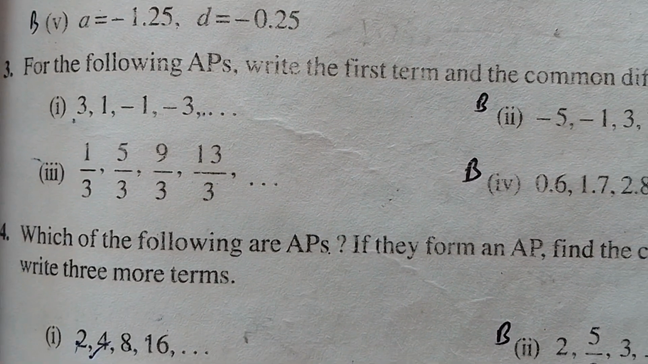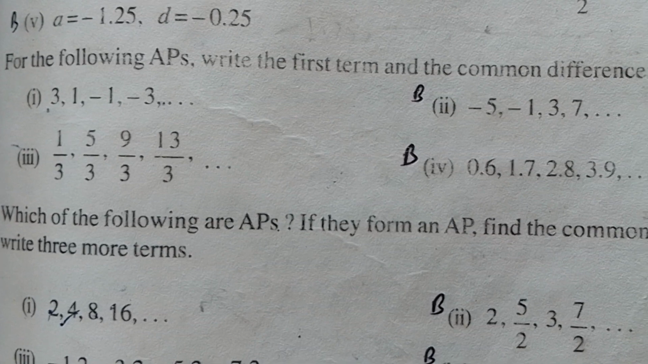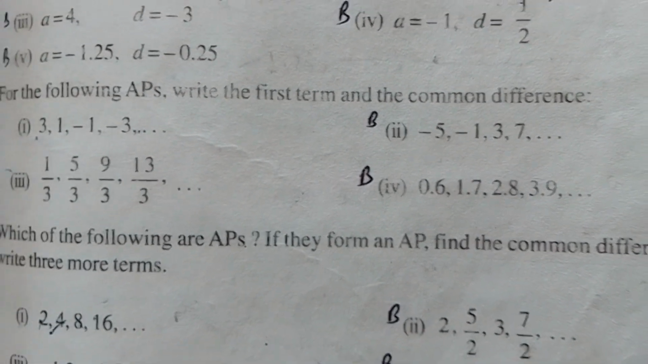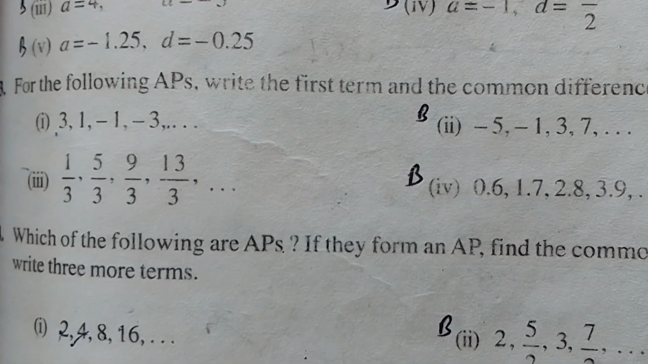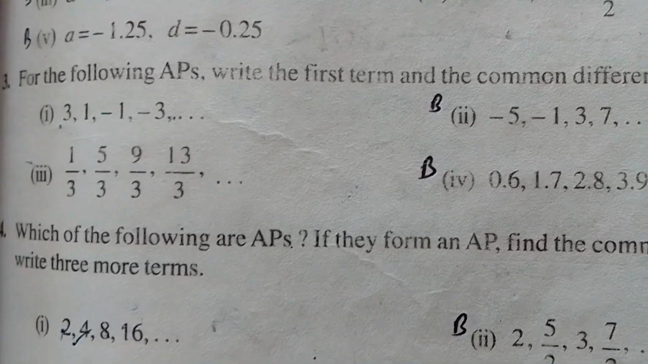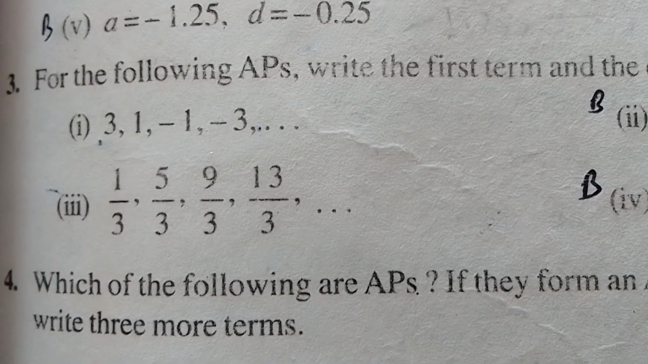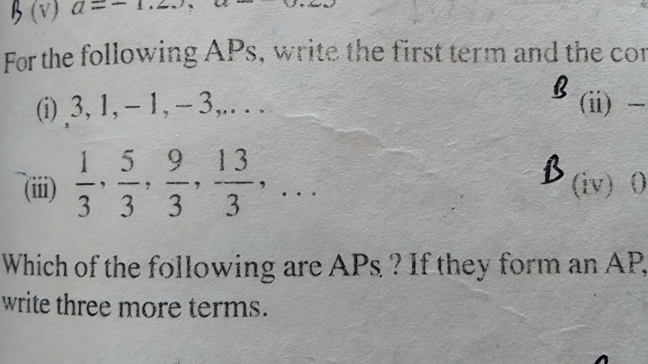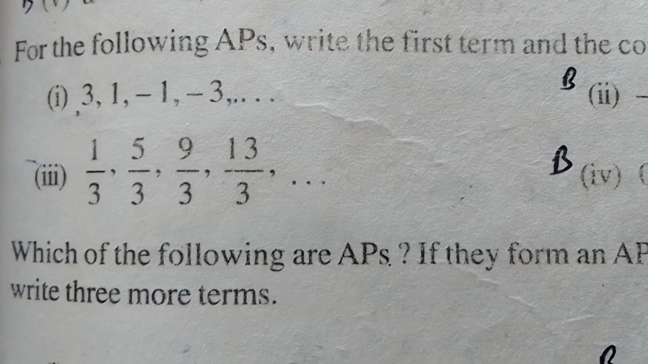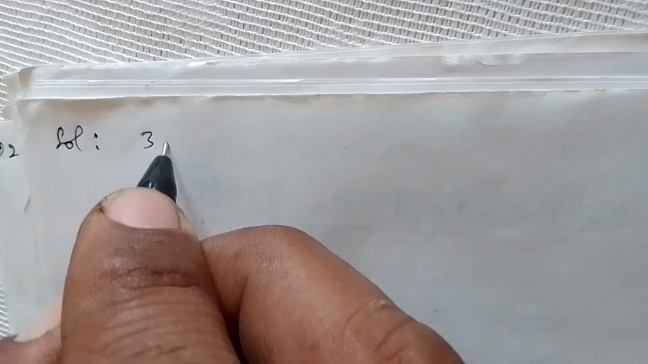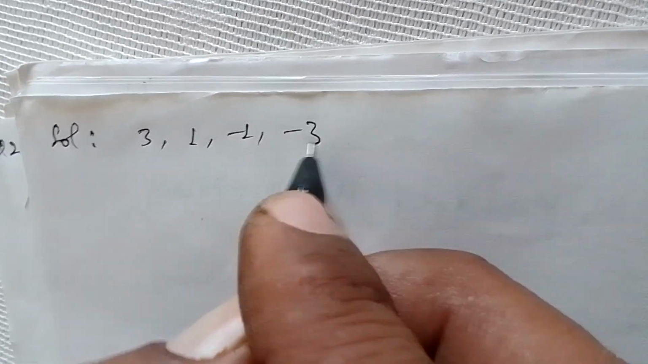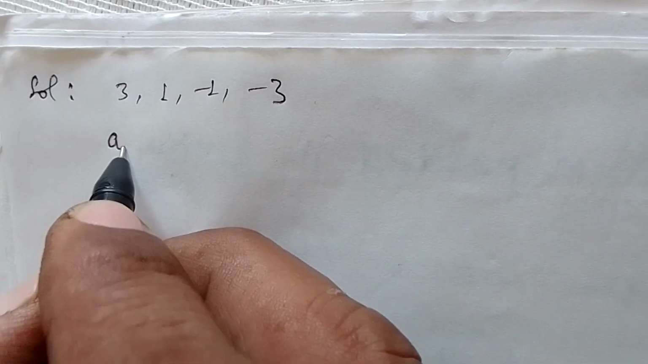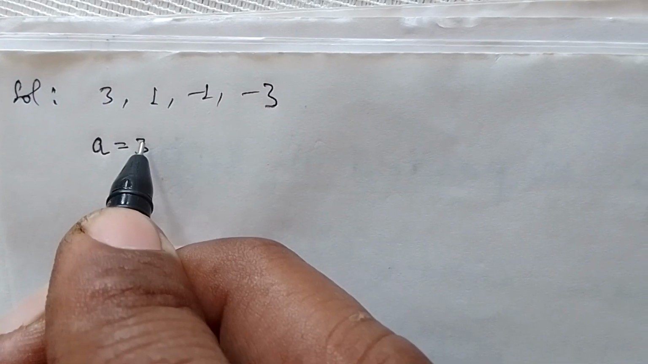Now the third question is, for the following APs, write the first term and the common difference. This is the third question of exercise 5.1. The terms of the first part of the question are 3, 1, -1, -3. So these are the terms 3, 1, -1, -3. In this case, the first term A is 3.